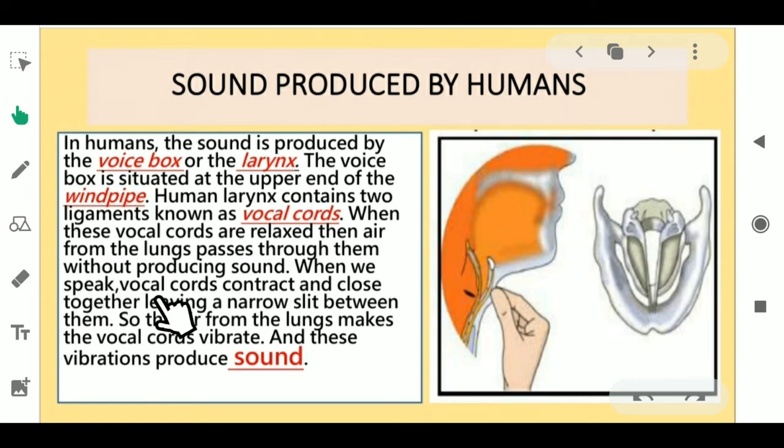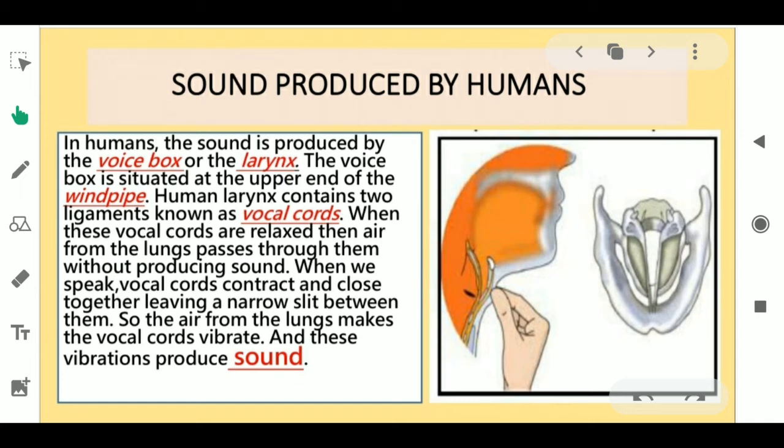And when we speak, the vocal cords contract and close together, leaving a narrow slit between them. So the air from the lungs makes the vocal cords vibrate, and these vibrations produce sound. Very simply, this is what we call the working of the human voice box or larynx. It's a very important thing, so just try to understand the working of the voice box. And one more point: when the vocal cords contract, meaning they become tight and thin, the sound produced will have high frequency.